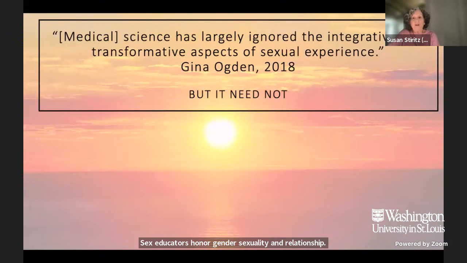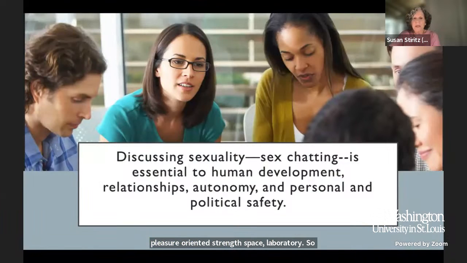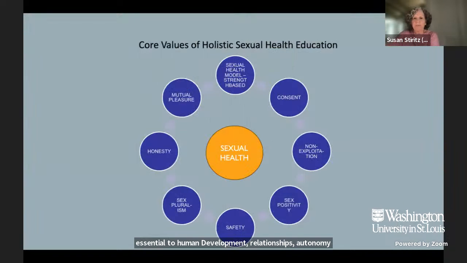Medical science has largely ignored the integrative and transformative aspects of sexual experience, but it need not. Recently, all sorts of books have been published, pleasure-oriented, strengths-based, liberatory. So another suggestion is to try bibliotherapy. Discussing sexuality, sex chatting, is essential to human development, relationships, autonomy, and personal and political safety.